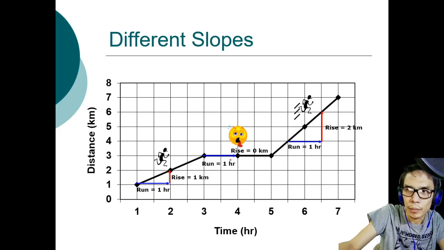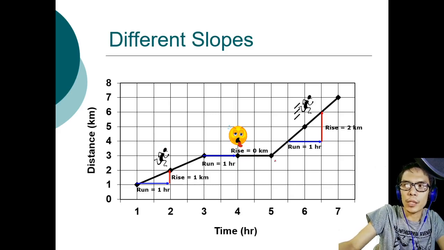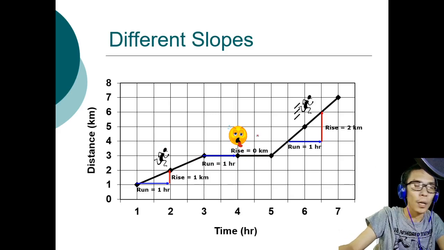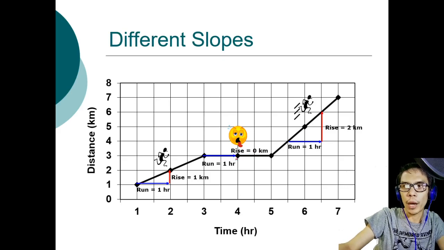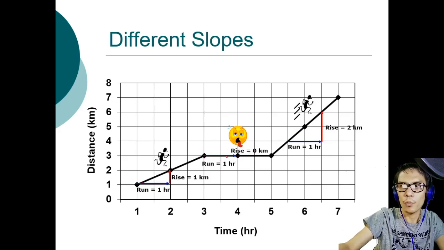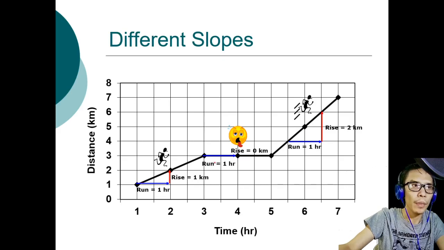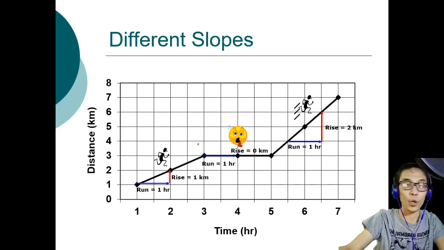So this one that you have right here is 0. This is 0 velocity because if you compute this one, we have a run of 1 hour, then the rise is 0. So rise over run, 0 divided by 1, will be 0. So the velocity here is 0 meters per second.